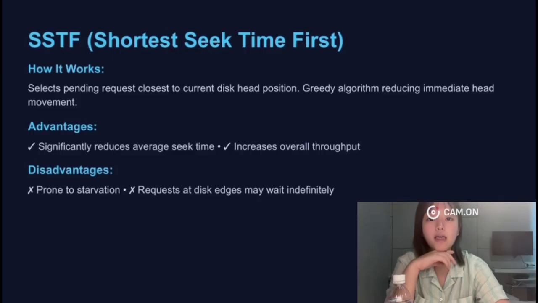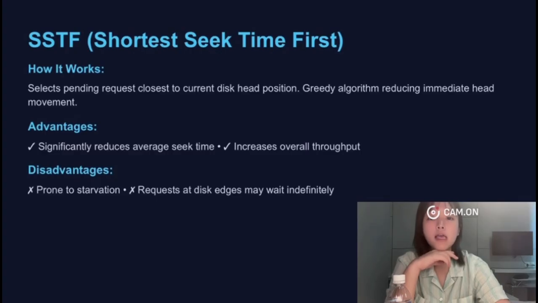The full name is shortest seek time first. SSTF is a greedy algorithm that always selects the request closest to the current head position to process next. The advantage is that it significantly reduces average seek time and improves system throughput. The disadvantage is that it can cause starvation.